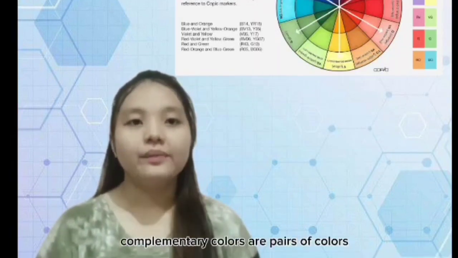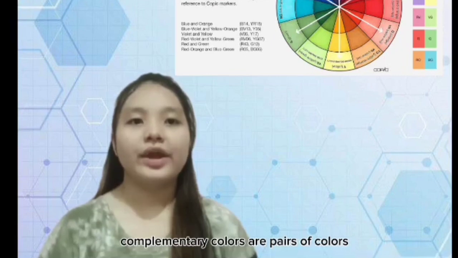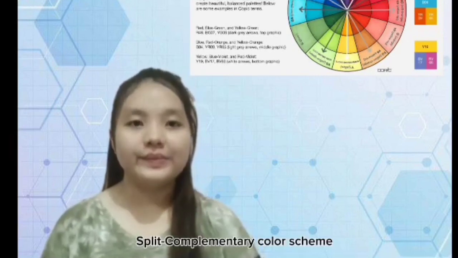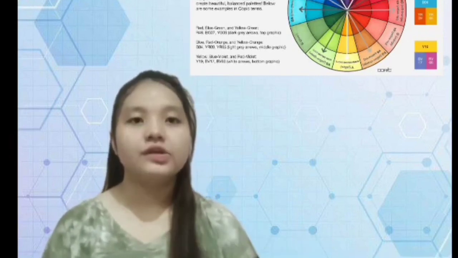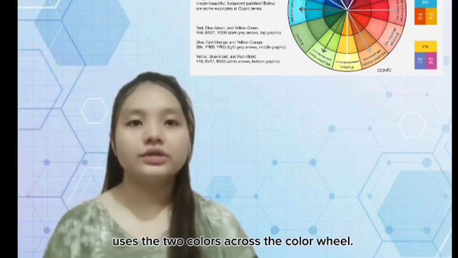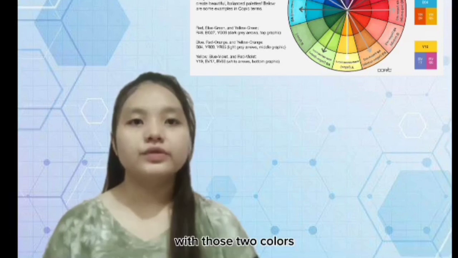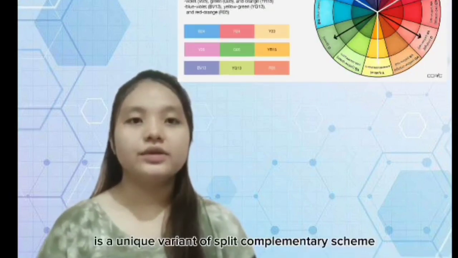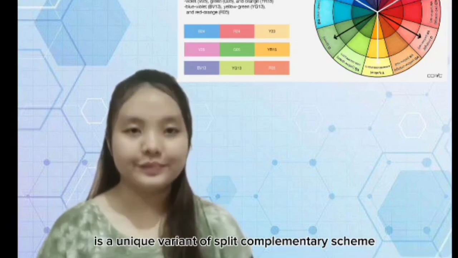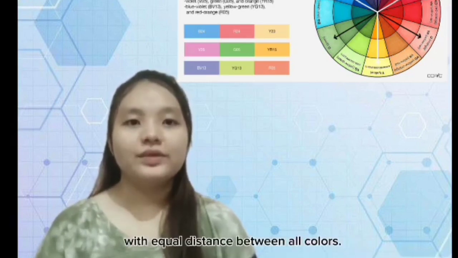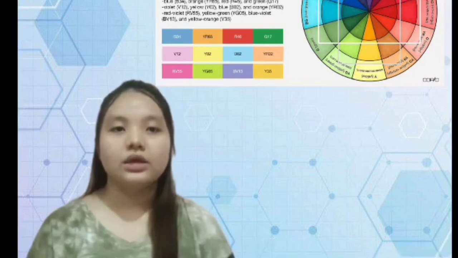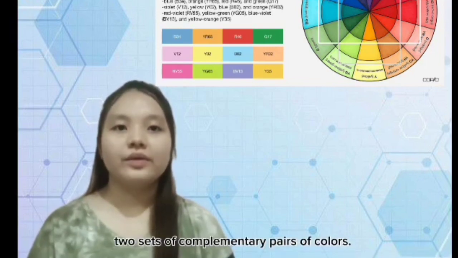Complementary color scheme. Complementary colors are pairs of colors combined and mixed. Split complementary color scheme. Split complementary uses the two colors across the color wheel, with those two colors lying on either side of the complementary colors. Triadic color scheme is a unique variant of the split complementary scheme with equal distance between all colors. Tetradic color scheme. Tetradic colors are simply two sets of complementary pairs of colors.